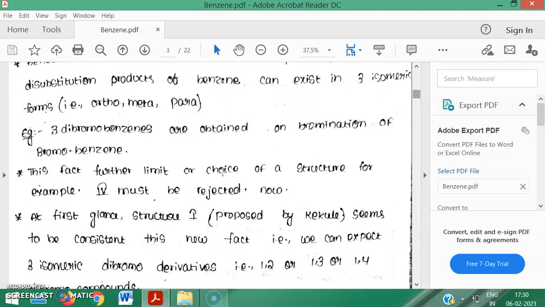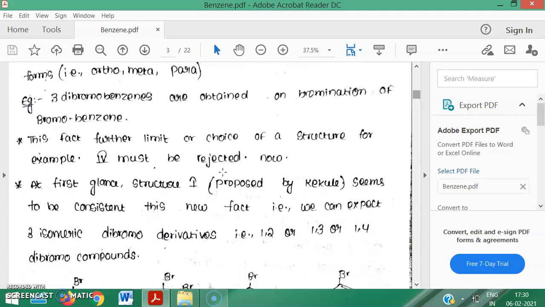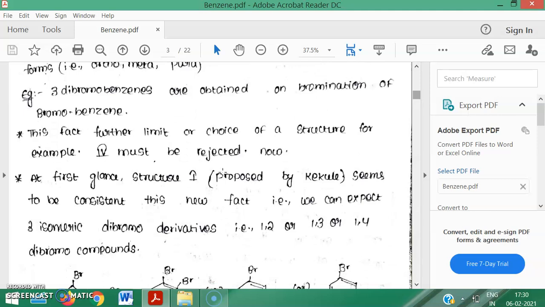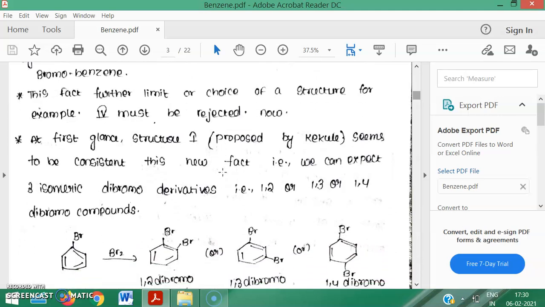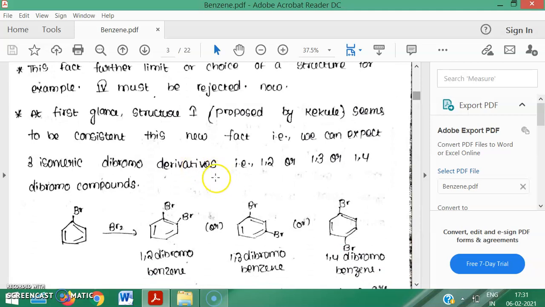See here. At first glance, structure 1 seems to be consistent. With this new fact, we can expect three isomeric dibromo derivatives, that is 1,2, 1,3, 1,4. See here, this is the simple bromobenzene we have taken. Again bromination takes place: 1,2-dibromo, 1,3-dibromo, 1,4. That is ortho, meta, para. These possibilities take place with the first structure.